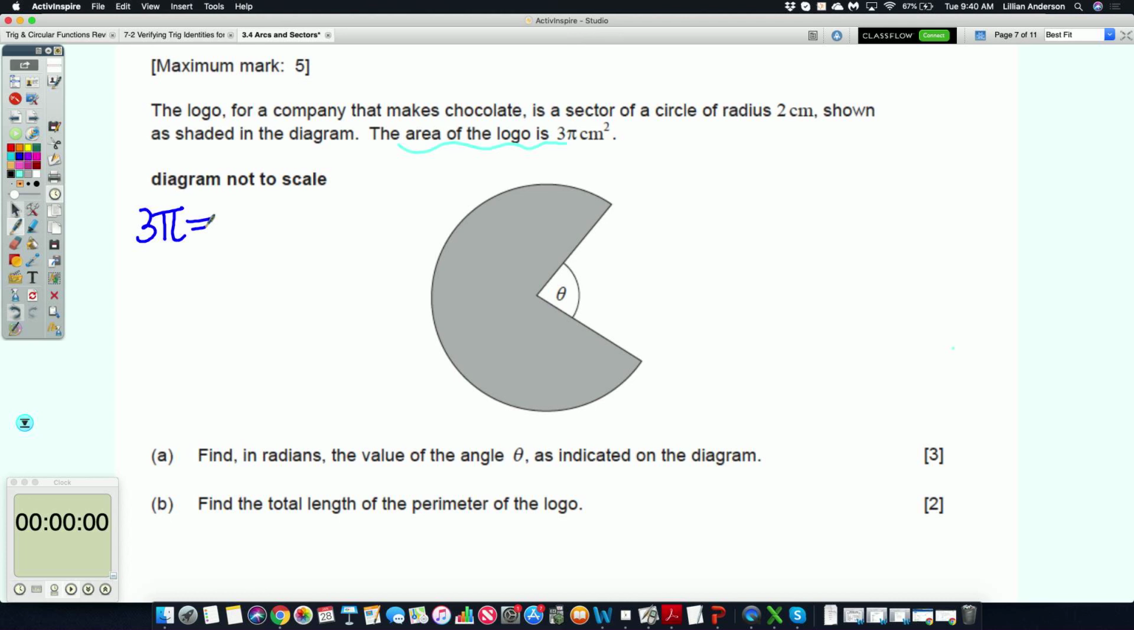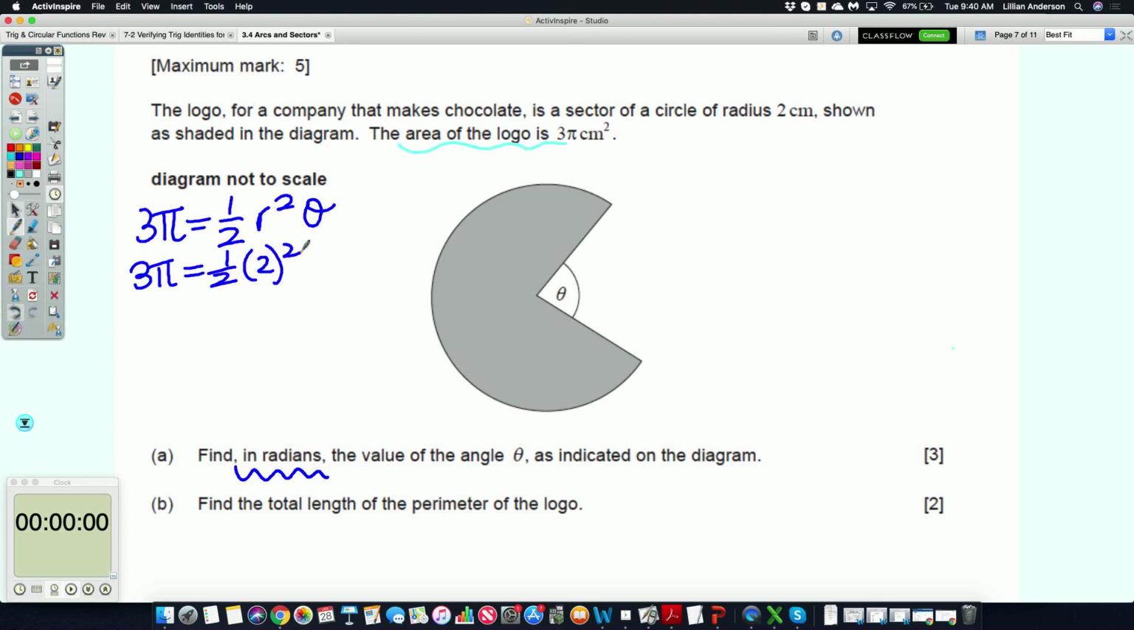Theta over 360 times pi r squared. True. But since it asks us to find theta in radians, we need the radian formula. So what formula is that? 1/2 r squared theta. What's the radius of this circle? 2. So this becomes 3 pi equals 1/2 times 2 squared.